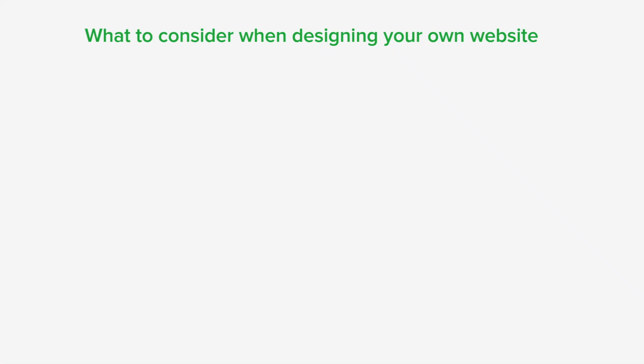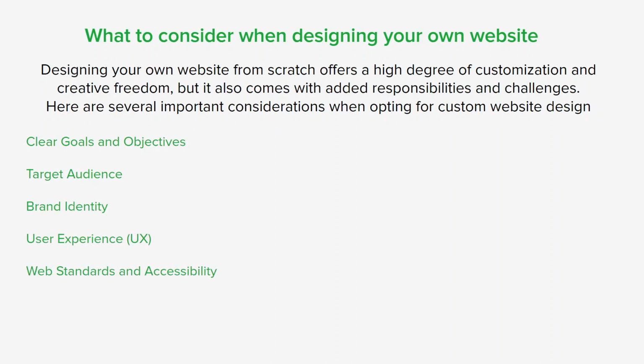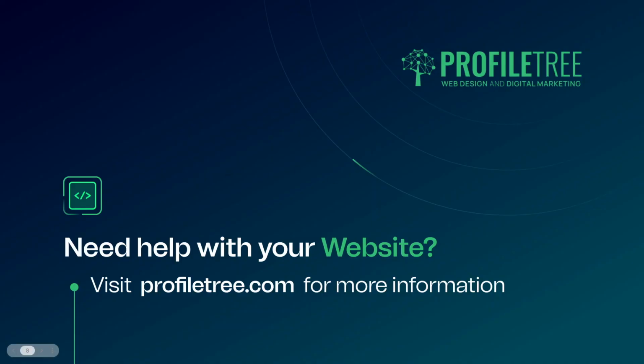So there are some things that you want to consider when you're designing your own website. It offers a high degree of customization and creative freedom, but it comes with some added responsibilities and challenges. So here are several important considerations when opting for a custom website design. You want to consider your goals and objectives. You want to consider what your target audience is, your brand identity. You want to make sure it all matches. You want to consider the UX, and you want to consider the web standards and accessibility guidelines as well. But ultimately, the best decision for you will depend on your specific needs and your ability as well.